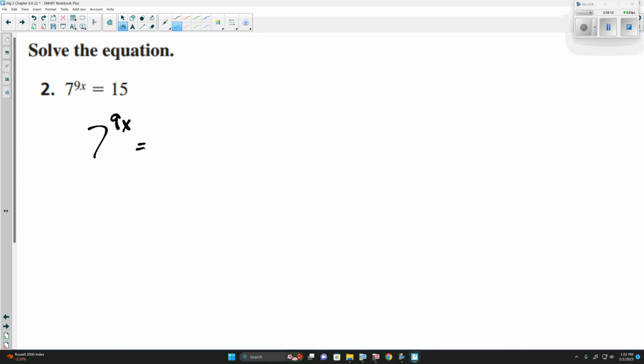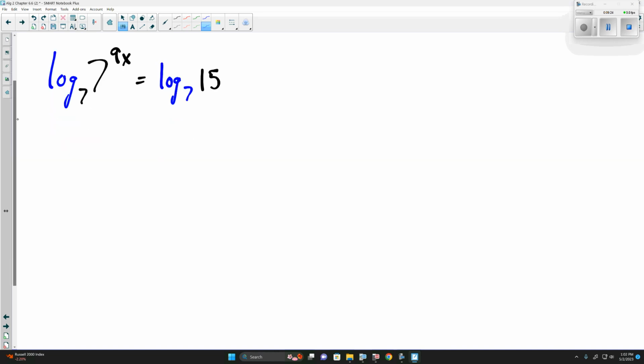So what would we do for this next one here? Log base 7. Yes. We can apply log base 7 to both sides. Now the 9x is going to come down according to our properties of exponents, yes? What's log base 7 of 7? Well, it's going to reduce to 1, yes? So really this one side I can just consider to be 9x is equal to log base 7 of 15.